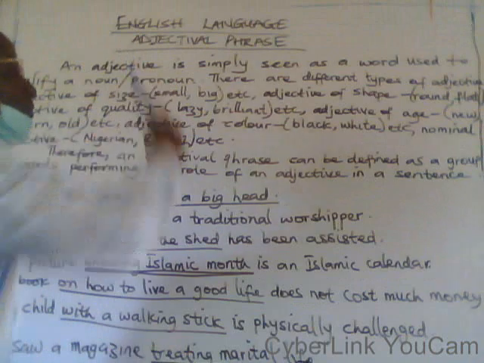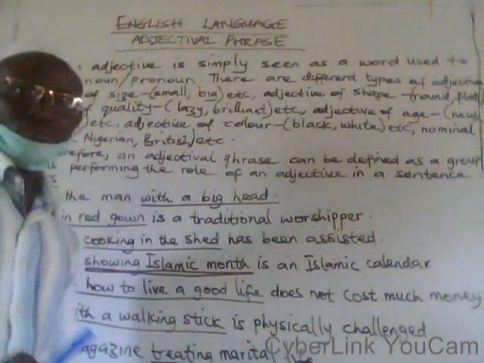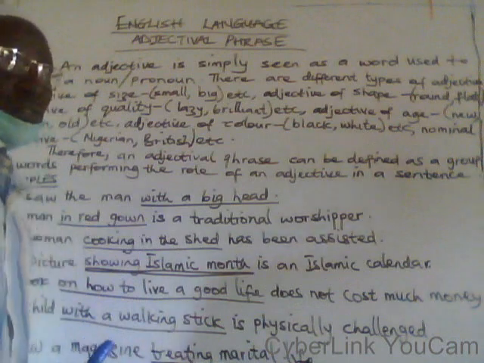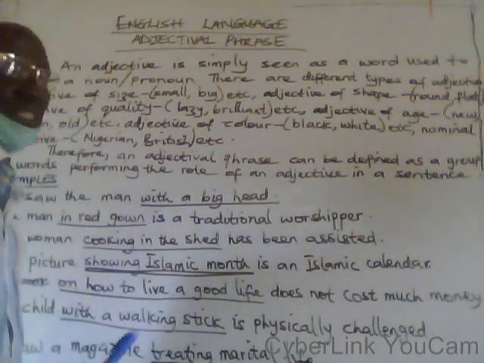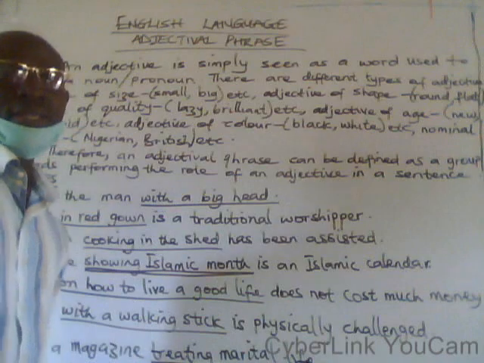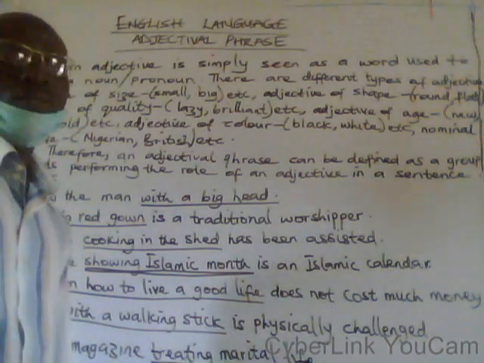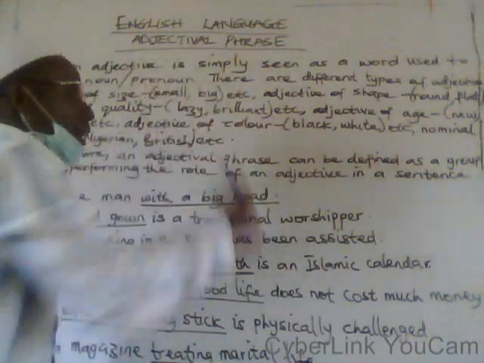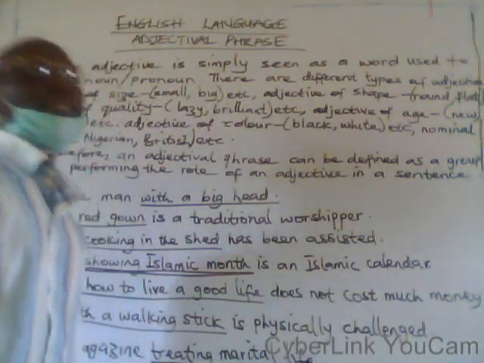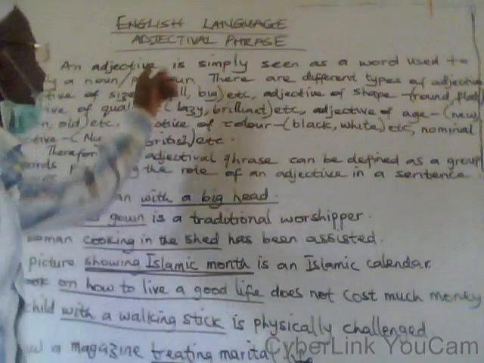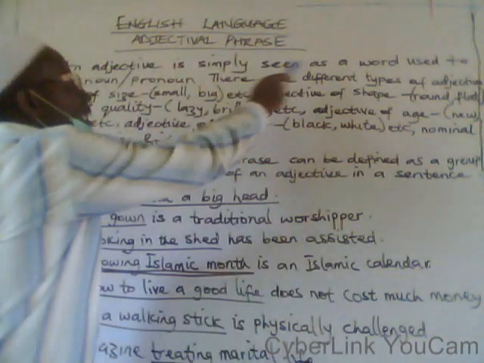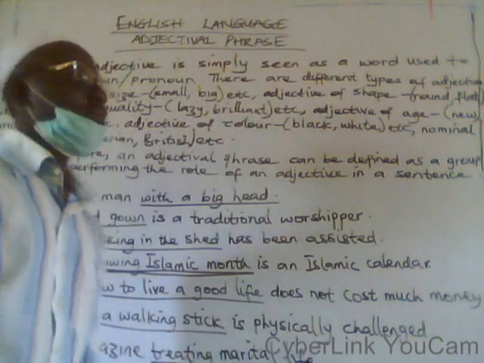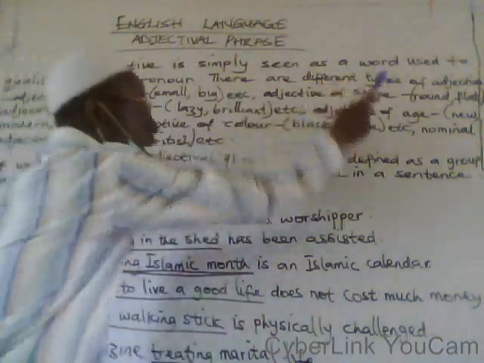An adjective, you take it from that, because if you don't have full knowledge of an adjective, you may find an adjectival phrase difficult. As a result, we have to explain what an adjective is. An adjective is simply seen as a word used to qualify a noun or pronoun. There are different types of adjectives.